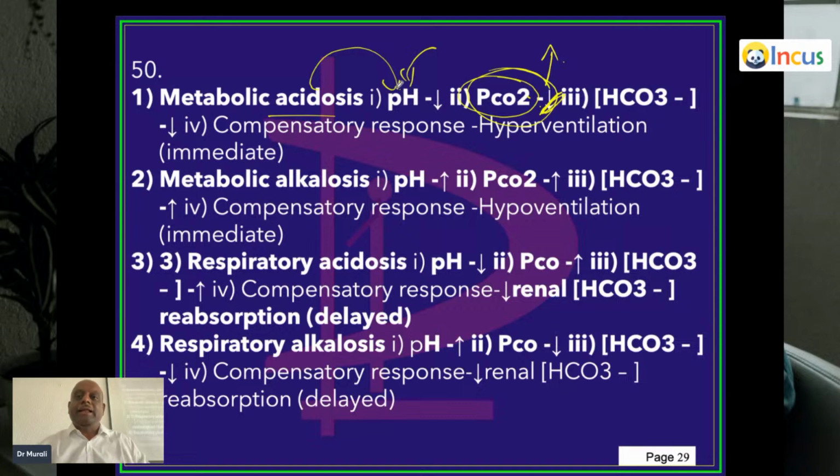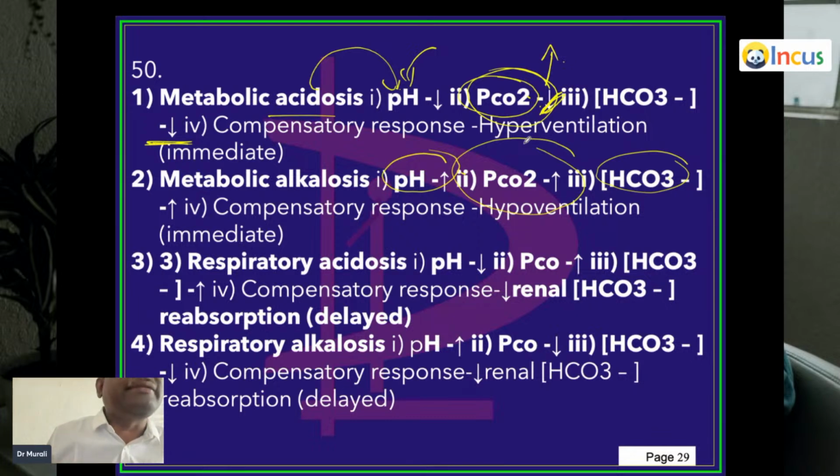Good. Then bicarbonate is fundamentally decreased in metabolic acidosis. And what is the compensatory response immediately? Hyperventilation leading to fall of PCO2. Clear. Then metabolic alkalosis. pH is increased, bicarb is increased. Compensatory mechanism is hypoventilation, which leads to PCO2 increasing. Clear? Then comes respiratory acidosis.